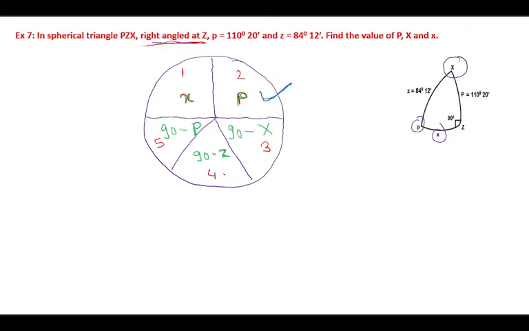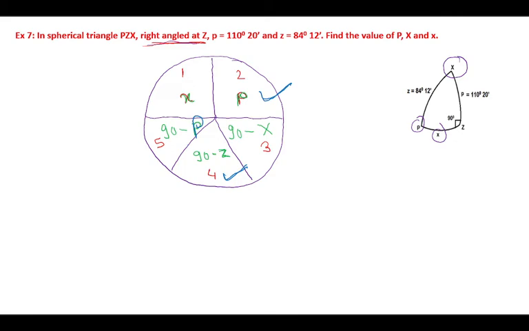Small z is known to us. Sector 2, sector 4 is known, and capital Z is nowhere in the sector. So only these two things are known, and the remaining 3 quantities are missing: small x, capital P, capital X. This one is a capital P there. These are missing.